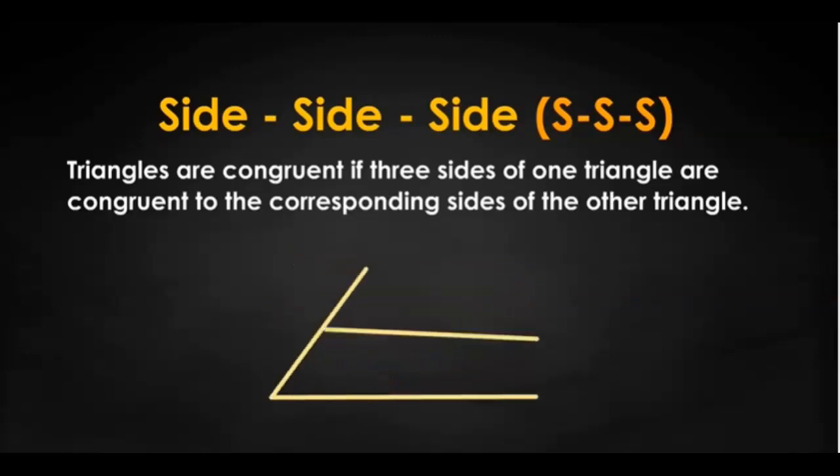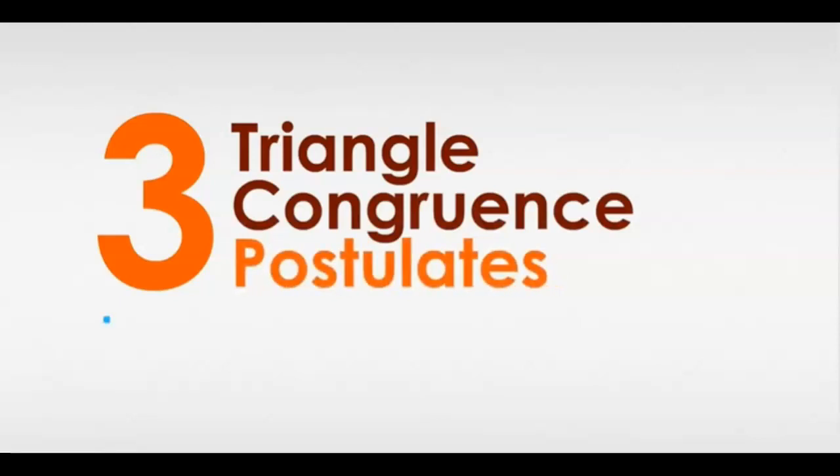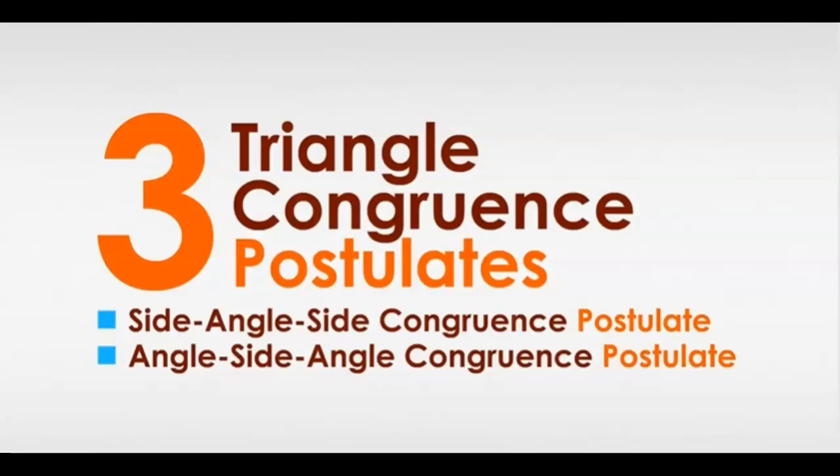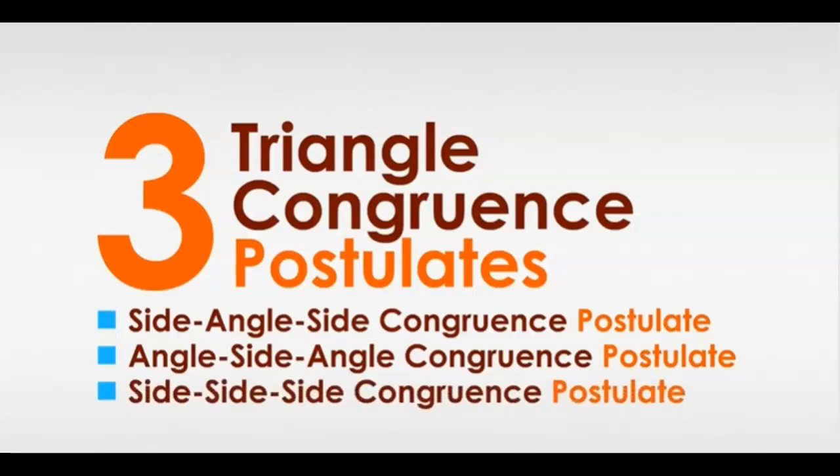You can simply switch two sides around, but then all you have is a reflection or a mirror image of the original triangle. Once you realize that three lengths can only make one triangle, you can see that two triangles with their three sides corresponding to each other are identical or congruent. Using these three triangle congruence postulates, the side-angle-side congruence postulate, angle-side-angle congruence postulate, and the side-side-side congruence postulate, you can now determine if any two triangles are congruent.